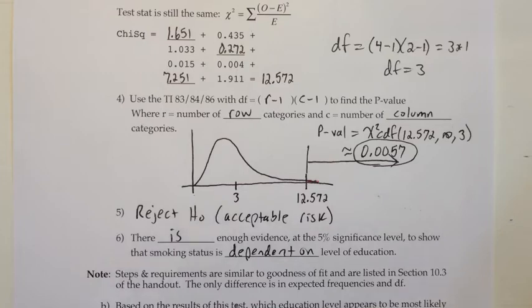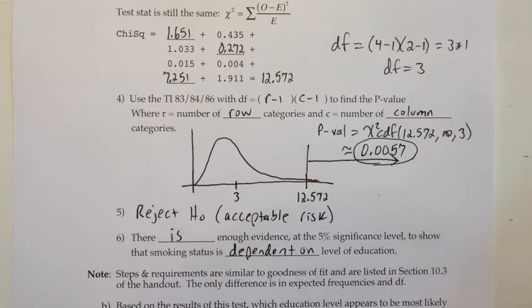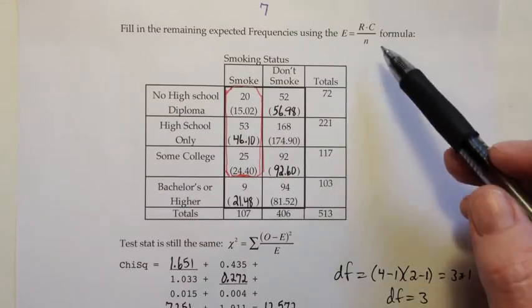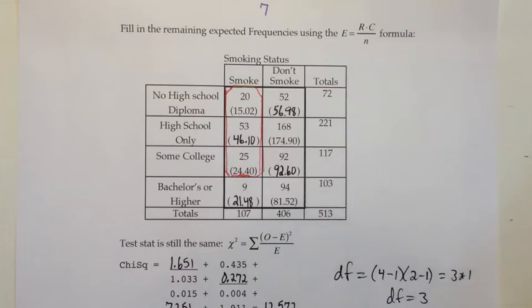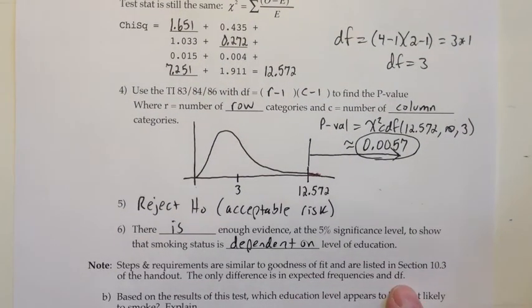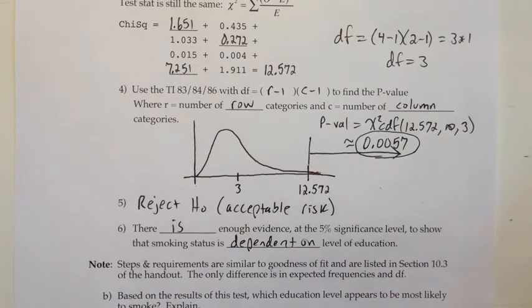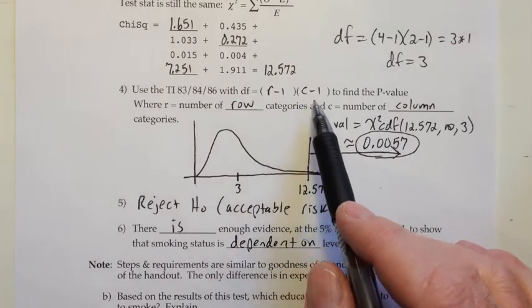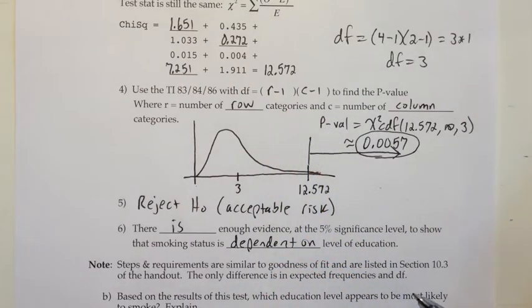And the steps and requirements are very similar to goodness of fit. So I didn't list them here on this handout, but they are in the book in section 10.3, so you can take a look. The only real difference is how we compute our expected frequency. We end up using this shortcut formula, R times C over N. And then the other one is the DF, which is no longer K minus 1, but now it's R minus 1 times C minus 1. And again, I think that difference in DF is easy to forget or mix up, so I would suggest looking at your formula sheet when you do a DF for a chi-squared test.